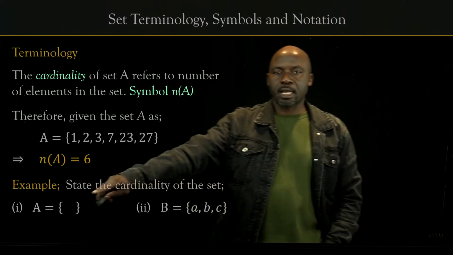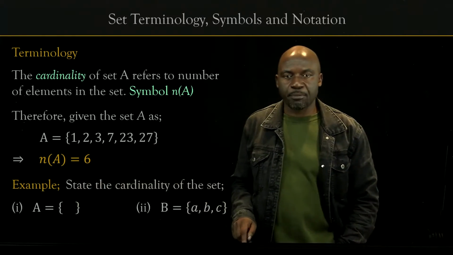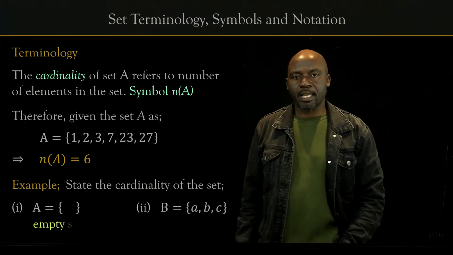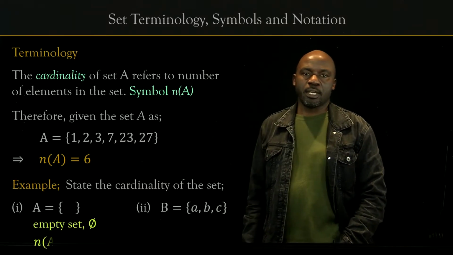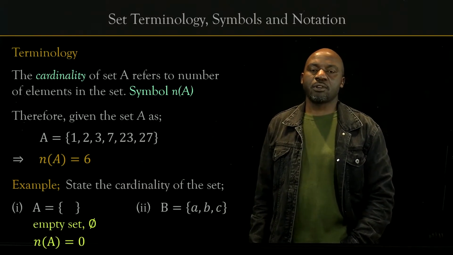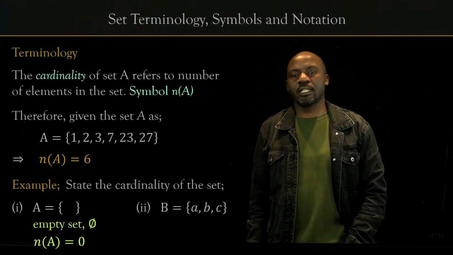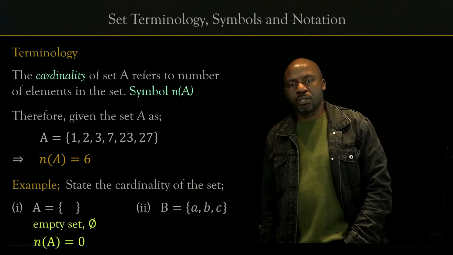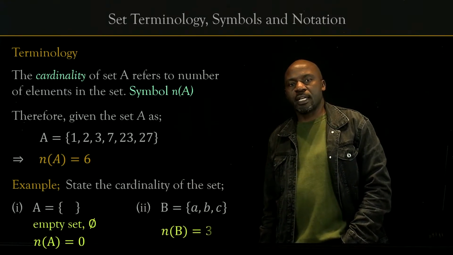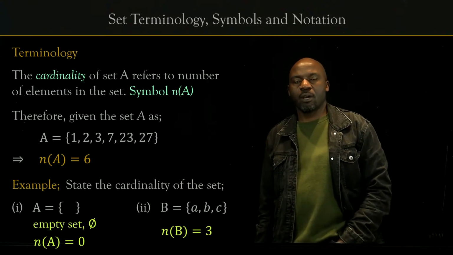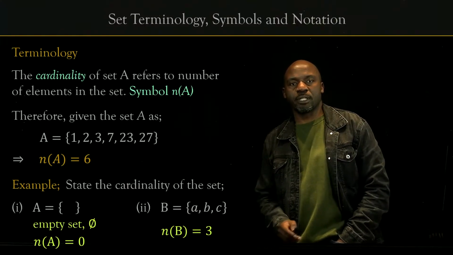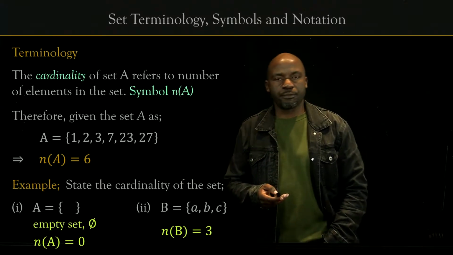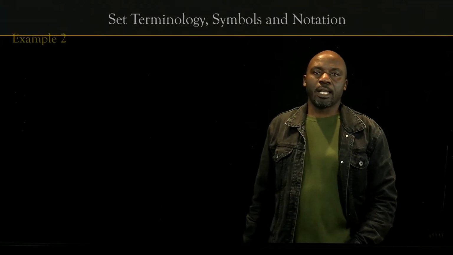Well, set A has nothing inside it, so it's an empty set or a null set, and so the cardinality of set A has to be 0. Okay, there is no element in set A, so the cardinality of the set is 0. Set B has got 3 elements in it, and so the cardinality of set B is 3. I hope this is very clear. If not, please let me know and we can go through it again. It should be straightforward. Let's move on then.